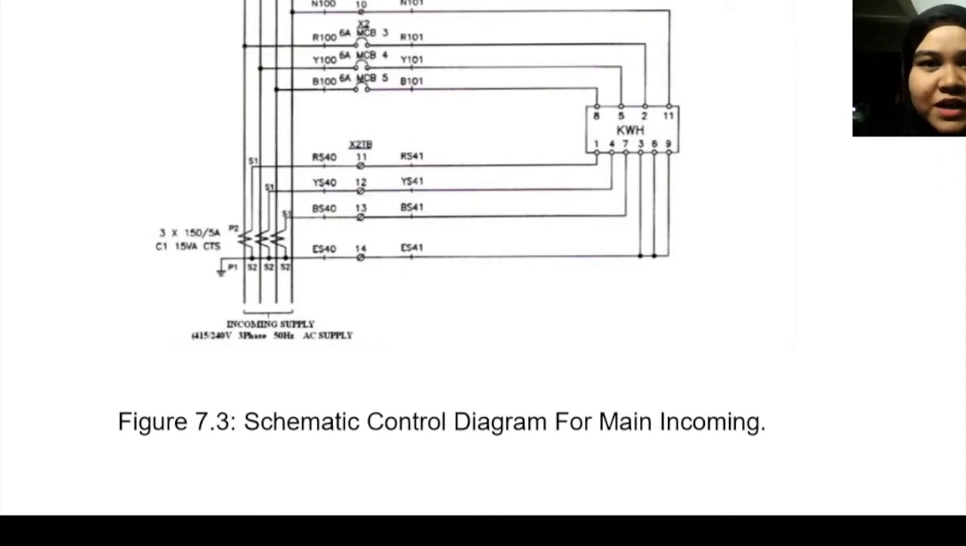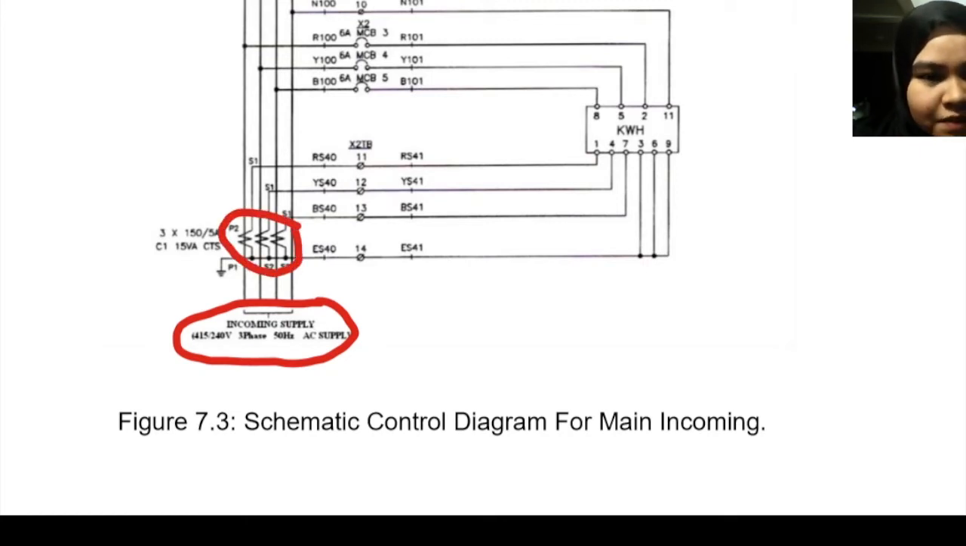So today I would like to present figure 7.3, the schematic control diagram for the main incoming. Firstly, we can see there is an incoming supply from PND, which is a 3-phase AC supply. And then we have the CT, current transformer, which is 3 units with step down, 150 to 5 ampere current transformer.